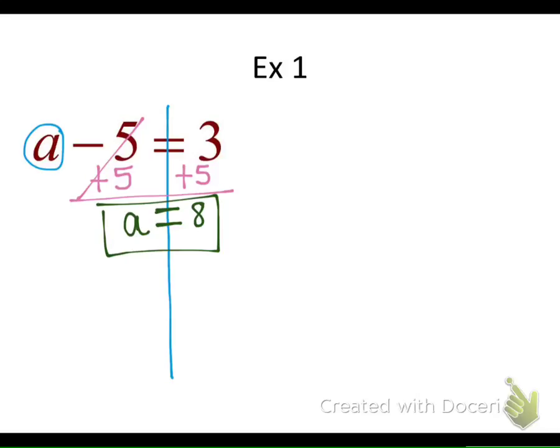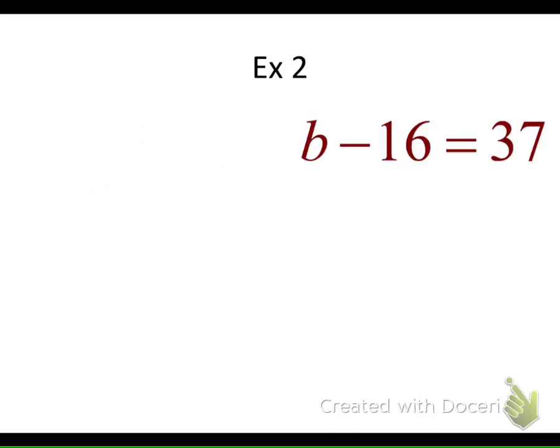Okay, everybody have it? Okay, let's look at example number 2 then. Go ahead and write that down. Put my example number 2 down. B minus 16 equals 37. All right, Deja, what's the first thing I'm going to do? Yeah. Then? Nope. Before I even mess with that, what's the next thing after I circle my variable?